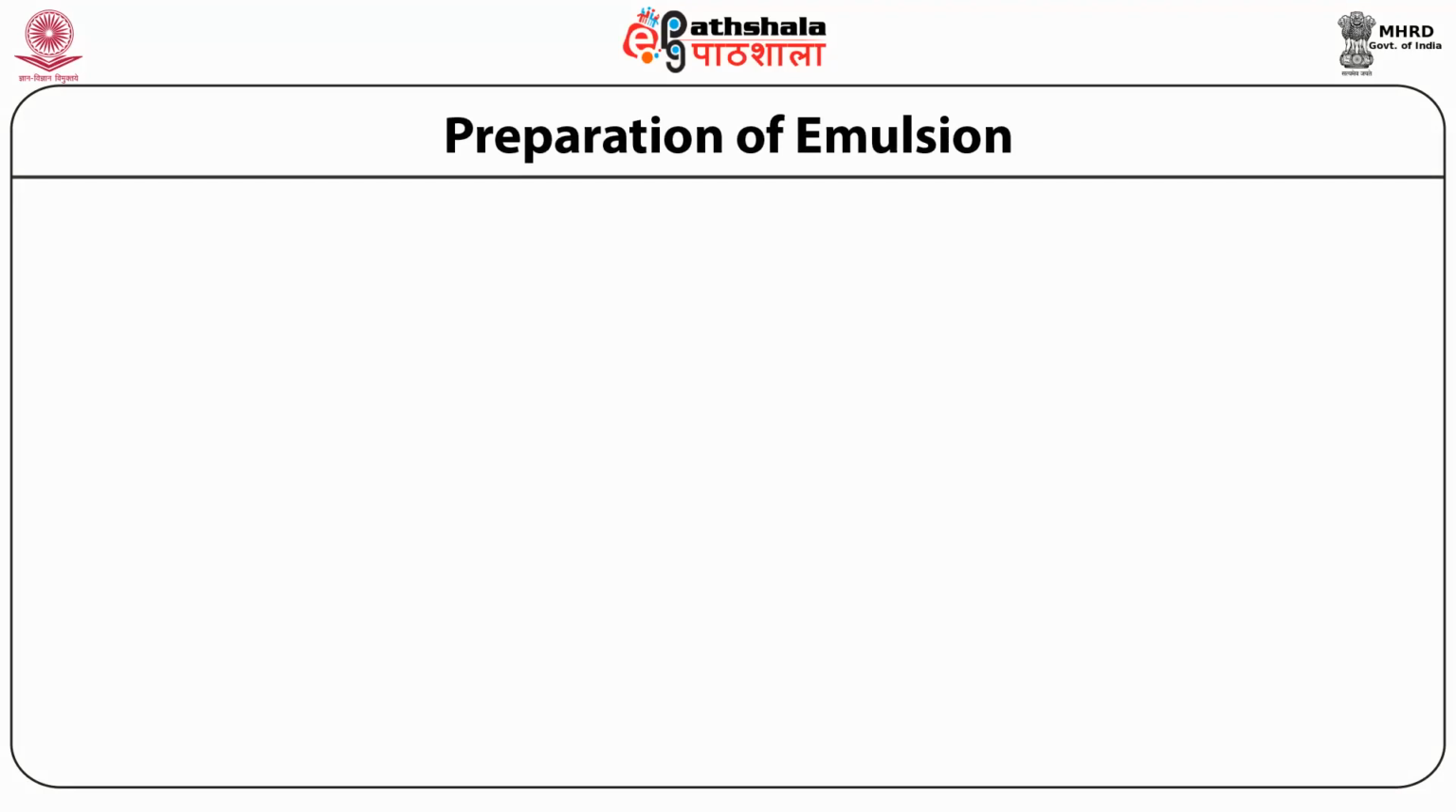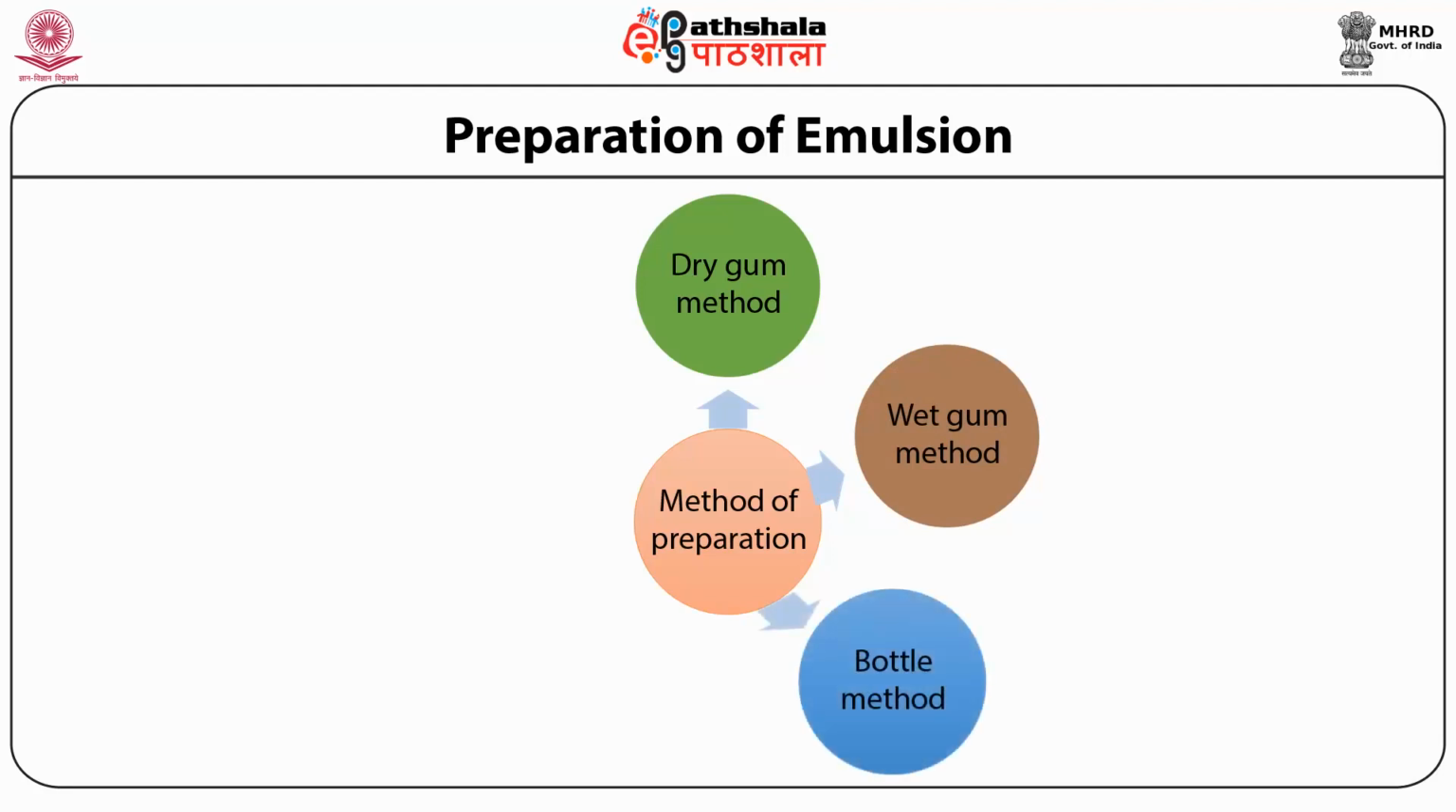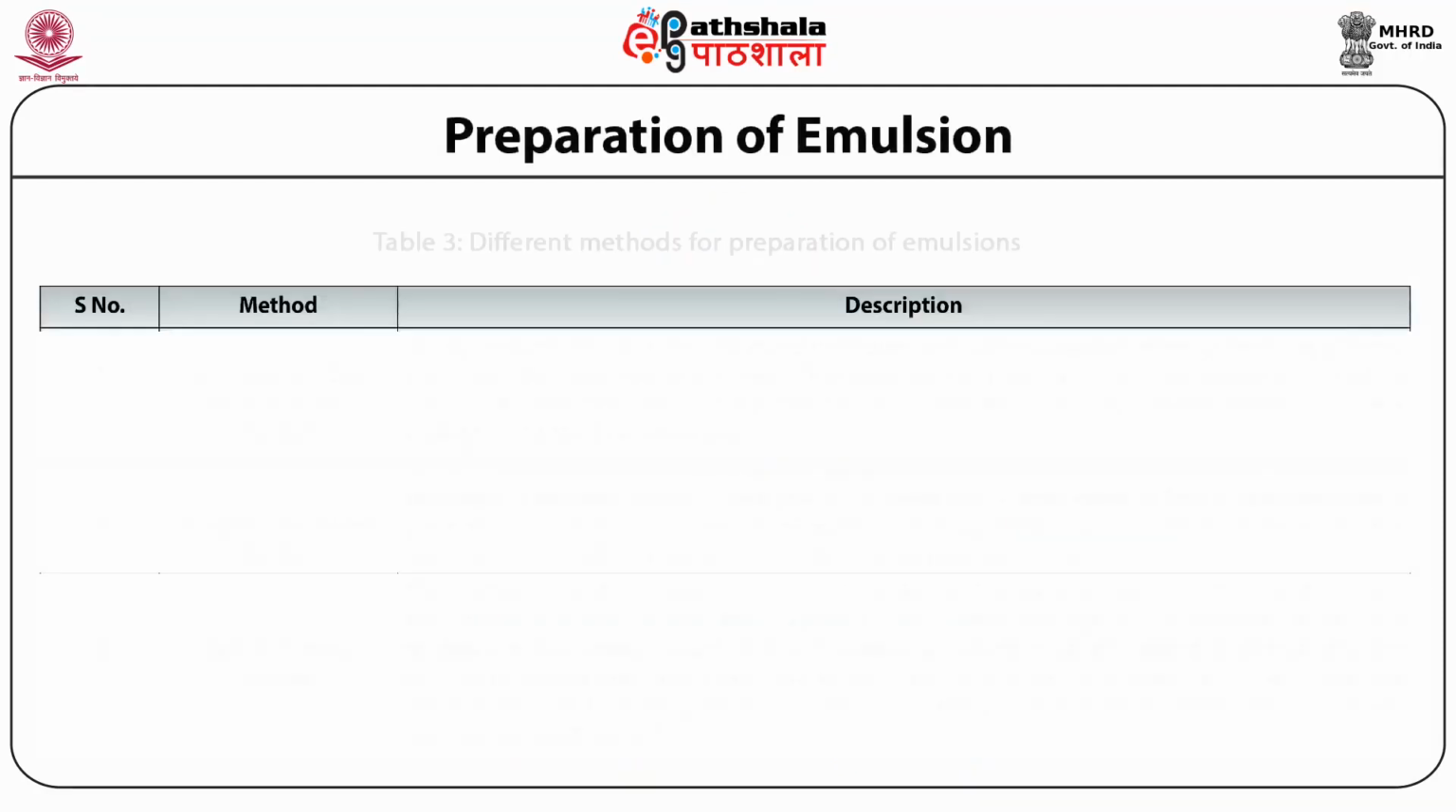This slide indicates the methods of preparation of emulsions. Emulsions are prepared either by number 1, a dry gum method, number 2, a wet gum method, number 3, a bottle method, number 4, by using a hand homogenizer, or the simplest being the beaker method. Table 3 depicts the different methods for the preparation of emulsions.